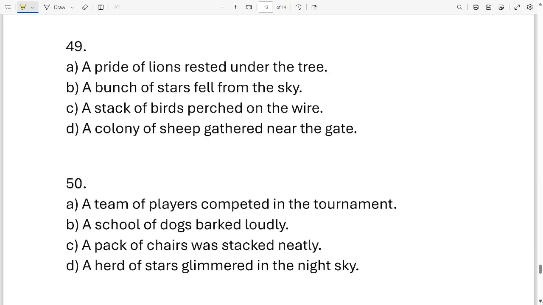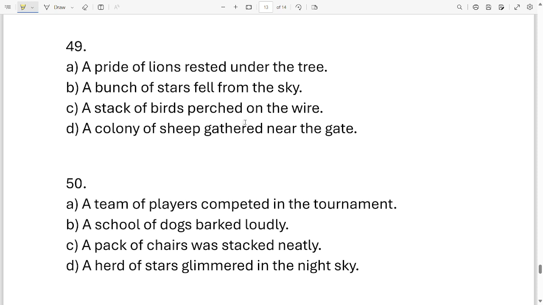Next one. Okay. Question 49. A pride of lions rested under the tree. A bunch of stars fell from the sky. A stack of birds perched on the wire. A colony of sheep gathered near the gate. Out of these 4 sentences, which one is correct?